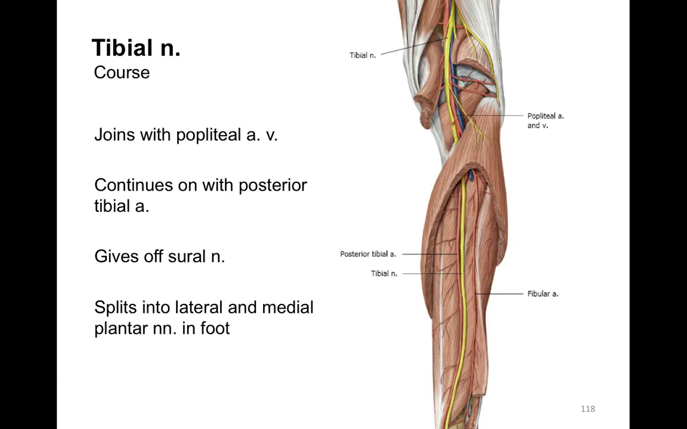Tibial nerve is on the posterior aspect of the knee. It's the other bifurcation of the sciatic nerve. It will join up with popliteal artery and vein, and it will become continuous with the posterior tibial artery.